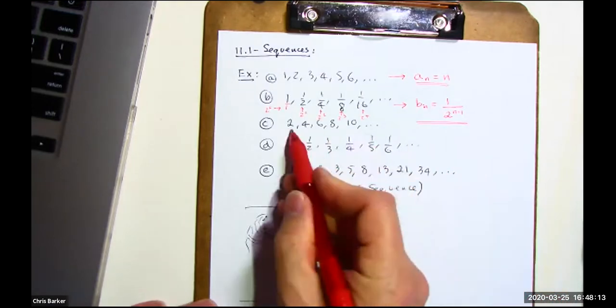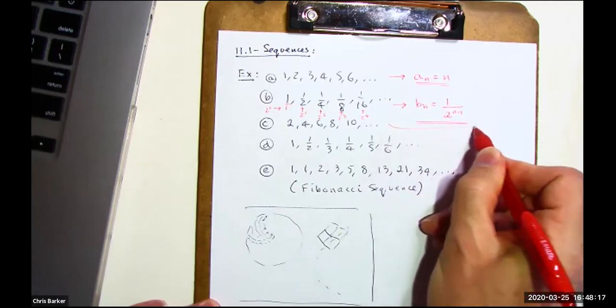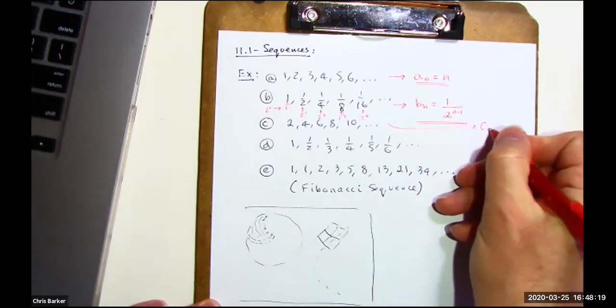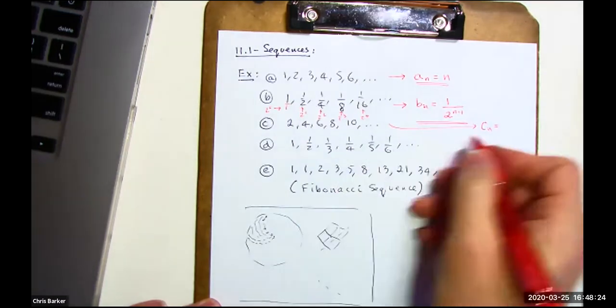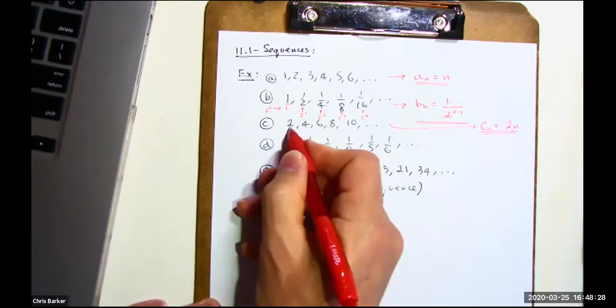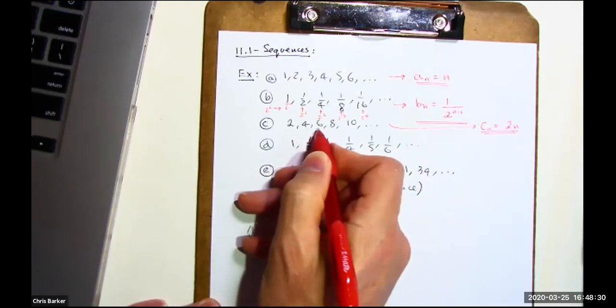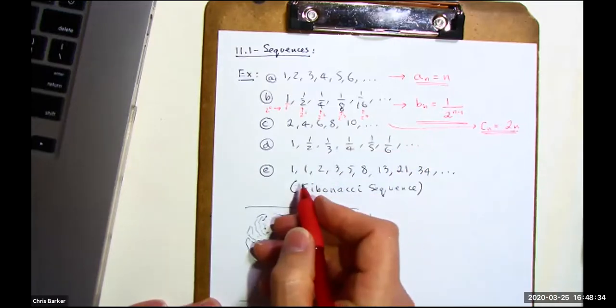Because what is this next one? I think we could probably squeeze it in here. What is C sub n, if we wrote it as a formula? 2n. Yeah, exactly. It's just 2n. It's just twice the input. When you're on 1, you get 2. When you're on 2, you get 4. On the third term, you get 6. On the fourth term, you get 8. It's just double the input that you're on.